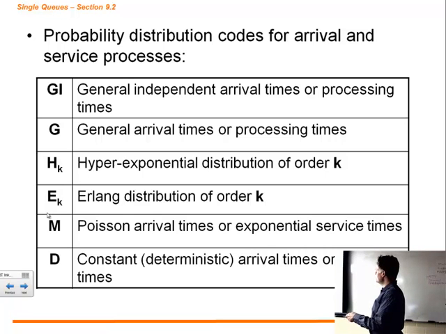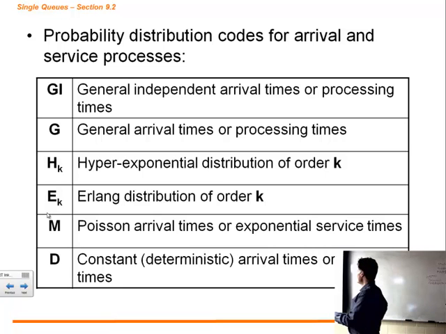H of K is a hyper-exponential distribution of order K. Confession, I have no idea what this is. E sub K is the Erlang distribution of order K. I used to know what this is, but I haven't used it in a long time. Does anyone know what these two things are? Negative. I can't complain if you don't know what I don't.